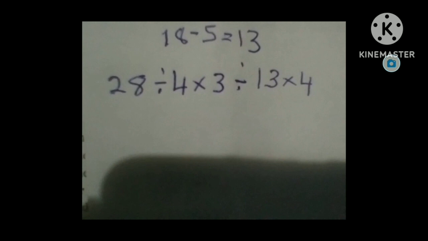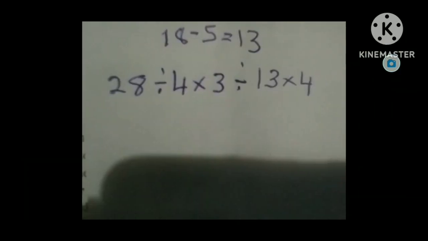If you do this, you won't confuse and you won't make a mistake. So you use BODMAS to solve this one. You start with the division. You can start with the first division sign or the second division sign. So I opted to rearrange it because 28 divided by 4 is the same as 28 over 4. You multiply by 3 over 13 times 4. So there is 28 over 4 times 3 over 13 times 4. Exactly. Sorry for the confusion.